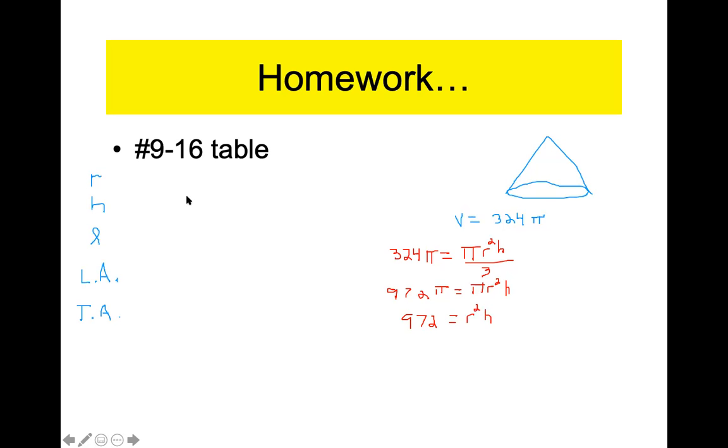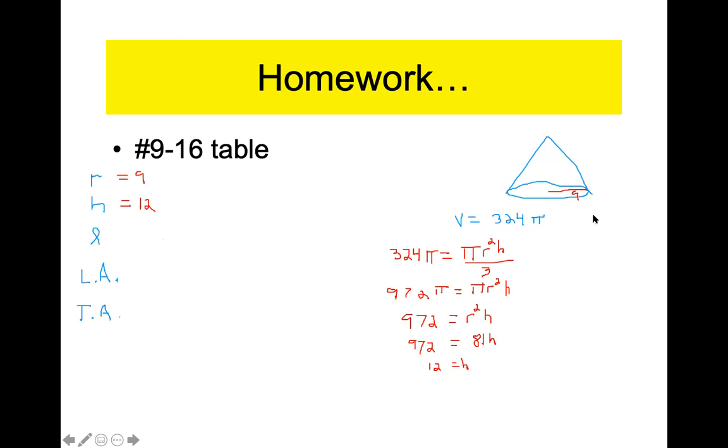I left off one number. It tells us what the radius is. All right, it tells us the radius is 9. This would be impossible to solve without that. We know the radius was 9. So I can throw in 9. That would give me 972 equals 9 squared, which is 81, times h. All right, I'm grabbing my calculator. Let's see if 972 is divisible by 81. If not, it'll have to be reduced. 972 divided by 81, I'm getting 12. So we get h is equal to 12. That wasn't bad at all.